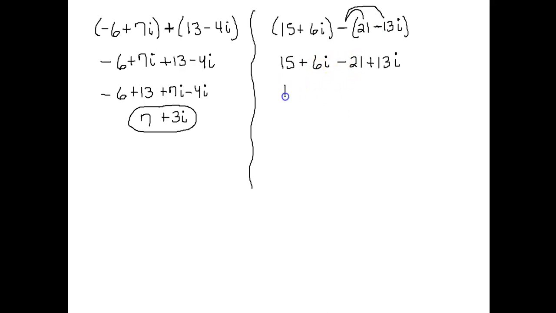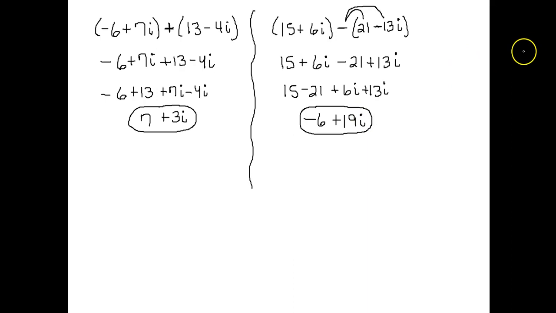So then the real parts, the 15 and the minus 21 gives you negative 6. Imaginary parts, you've got plus 6i plus 13i, and that'll give you plus 19i. There you go. So that's how it's done with addition and subtraction.